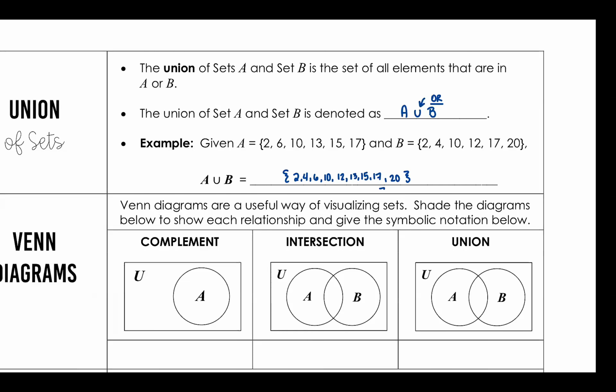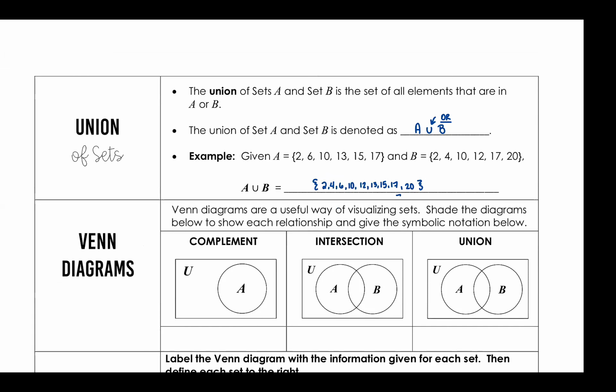Okay. So now we can visualize our sets with these things called Venn diagrams. Now, I'm sure you've seen Venn diagrams, but you might have thought them to be something else. In English, they just take all kinds of things. But in mathematics, our Venn diagrams are going to help us display our sets. So in the diagrams below, we're going to shade to show the relationship, and then we're going to give the symbolic notation below.